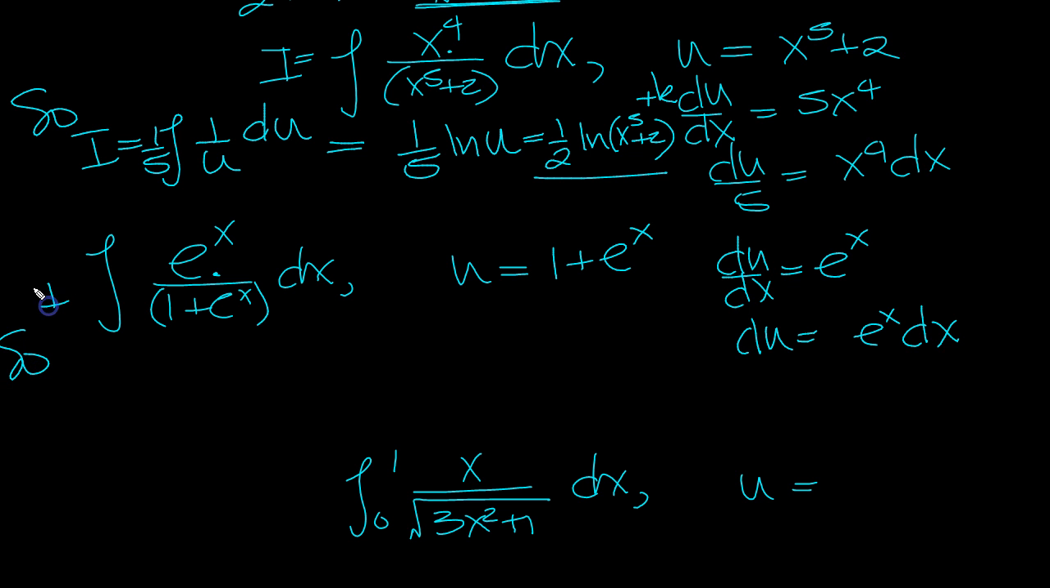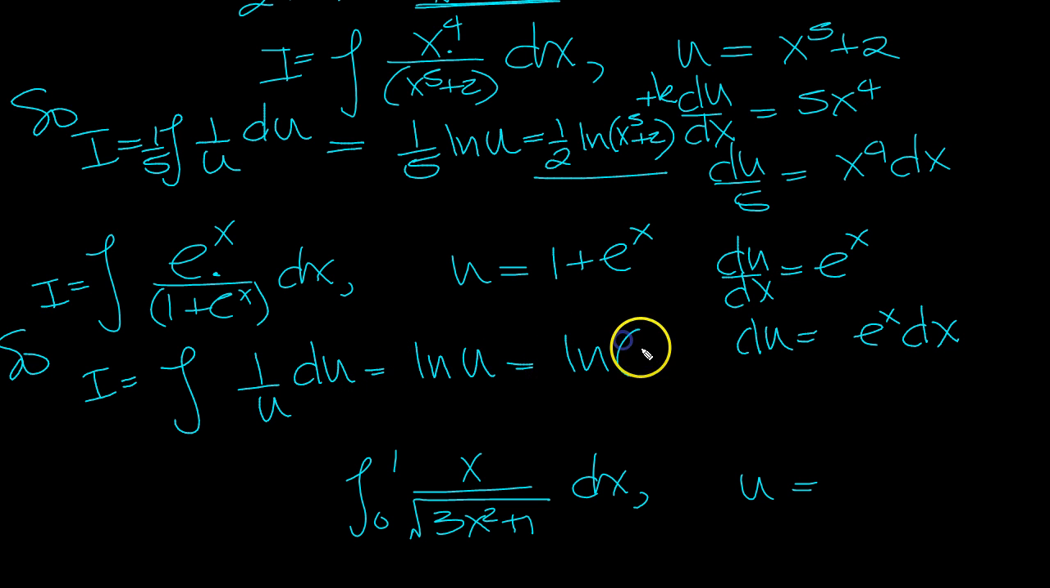So 1 over the u then, that's that part there. e to the x dx is just du. So this works out at log of u. So that's the log of 1 plus e to the x, plus a constant of integration.